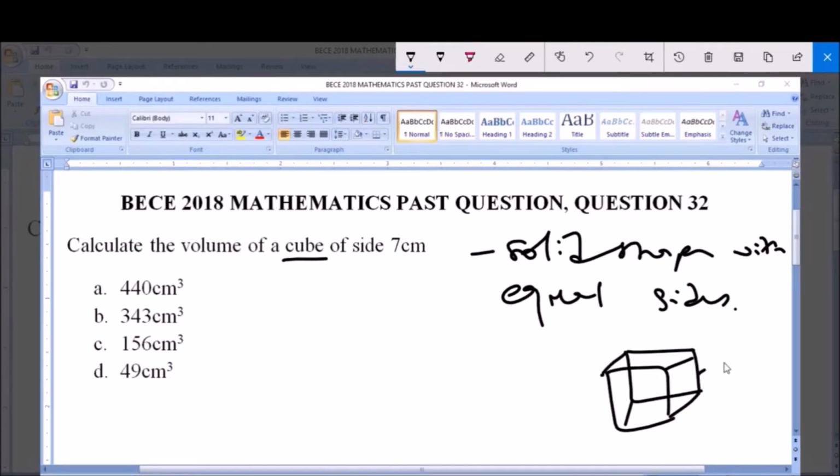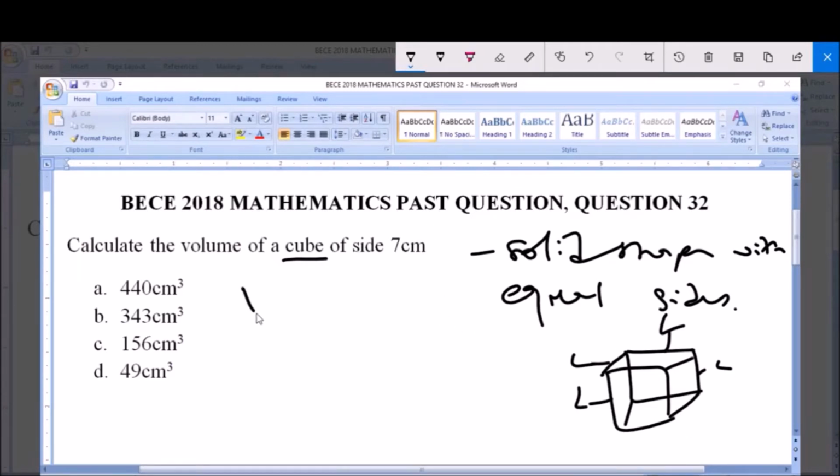So here, let's say this is L. It's also equal to here, which is L. Also equal to here, which is L. Also equal to this place, which is L. So all sides of the cube are equal. Now, if it has side 7 centimeters, it means that all its sides are 7 centimeters.